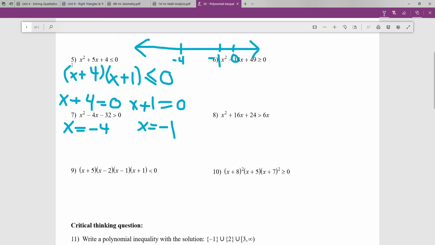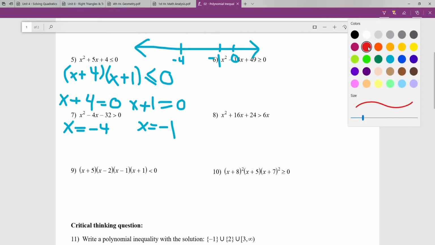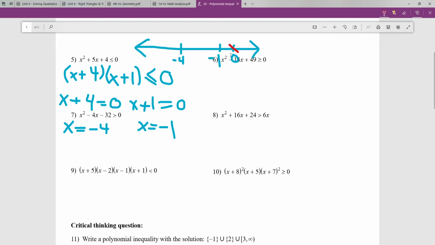So what's going to happen is I will look at my original equation, x squared. Well, if I made x 0, that's going to be 0. Plus 5x, again, if I made x 0, that's going to be 0 again. 0 plus 0, and then we just get 4. Is 4 less than or equal to 0? No, it's not. So that means 0 is not part of our interval.